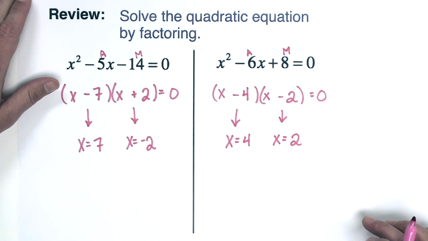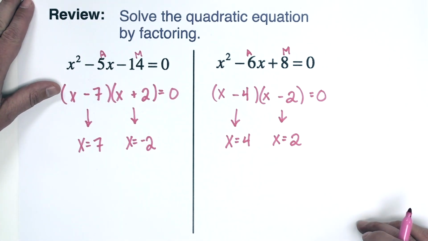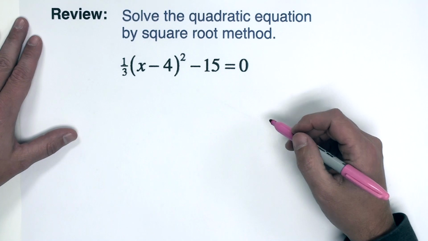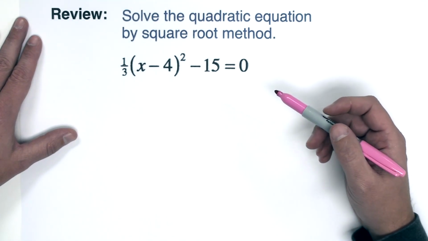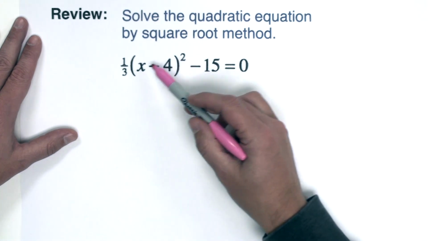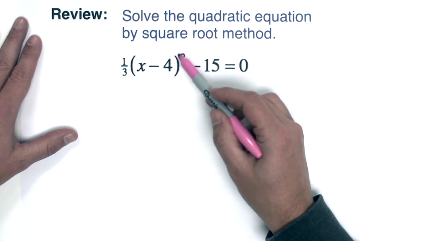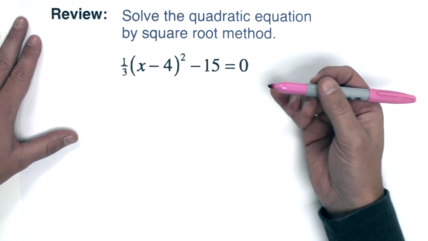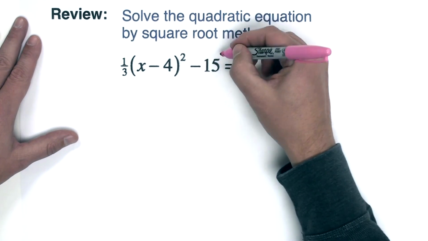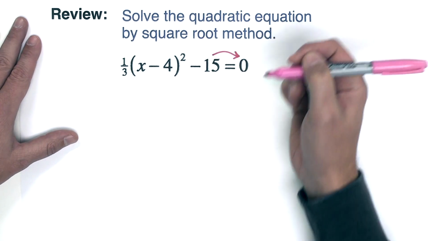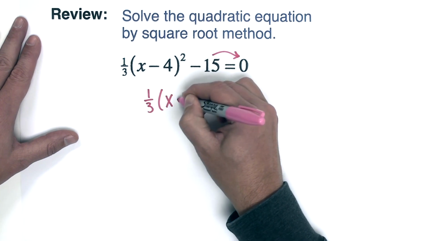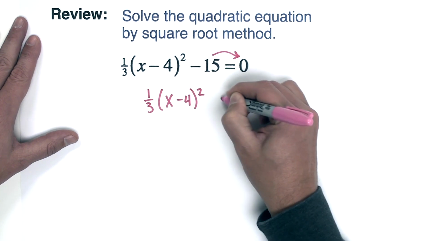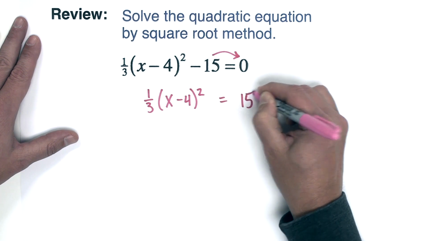The other technique we have is the square root method. So let's take a look at one of those problems. Your square root method problems look a little bit different than the previous problems we factored. Here we've got this binomial or quantity squared. That's where it's recognizable. Whenever I see that, I'm going to do this square root technique. So I'm going to bring the 15 over. I'll have 1/3 times quantity x minus 4 squared equals 15.